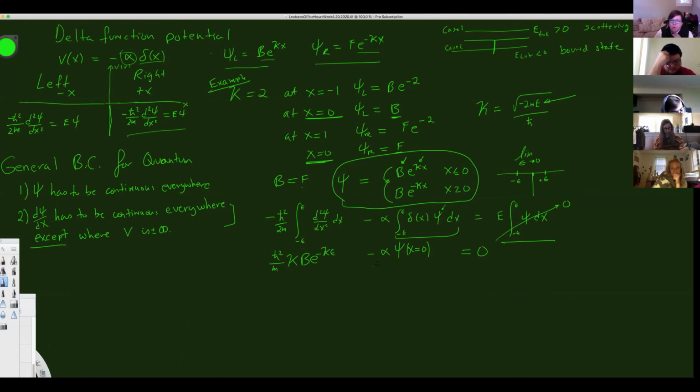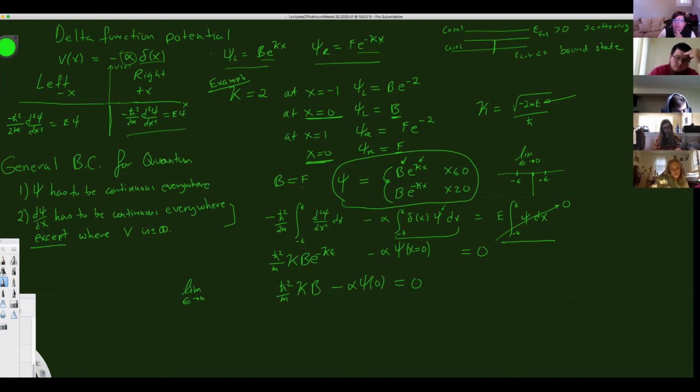Now we can take the limit as epsilon goes to 0. If epsilon is 0, e to the minus kappa epsilon is just 1. So I end up with h bar squared over m kappa b minus alpha psi at 0, because it's at x equals 0, equals 0. Okay, that's cool. So kappa, looks like one more step. Sorry, one more step.